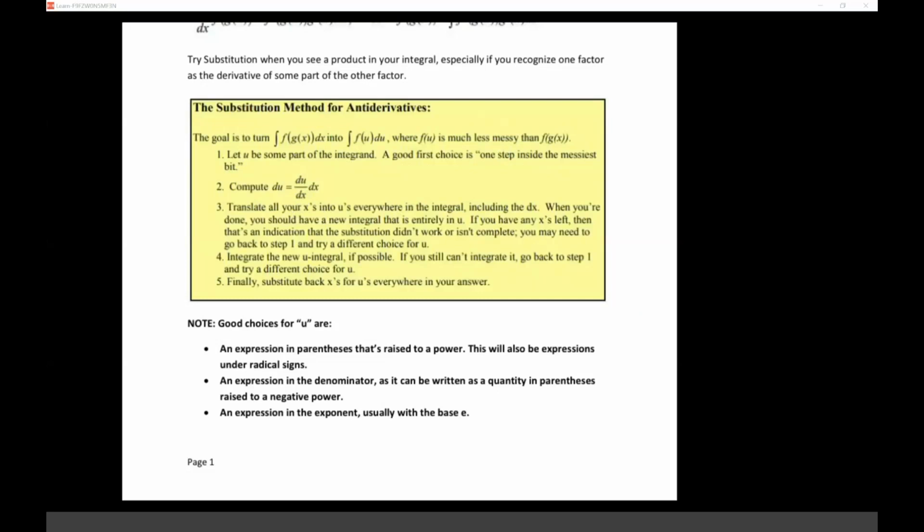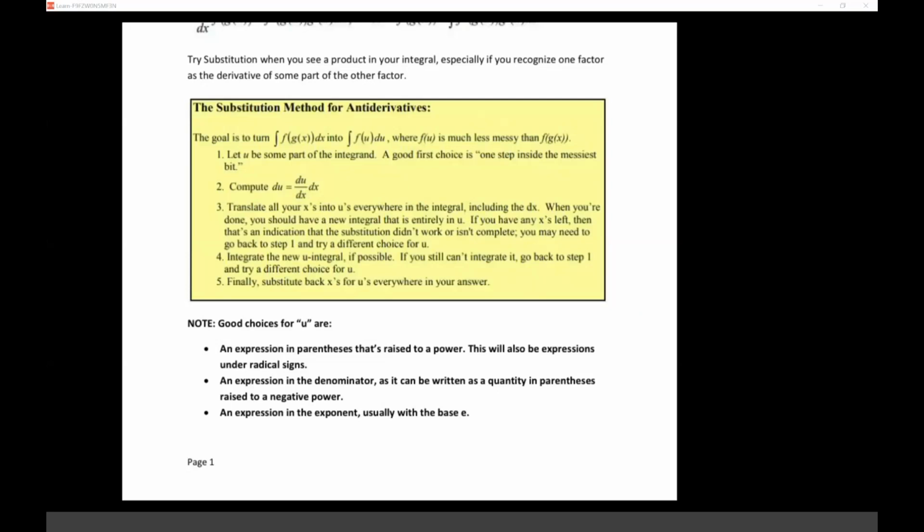Okay, and I'll show you the process. It's a lot easier to show you than explain it in words. Okay. Once you do that, you should have an integral that's only in terms of u, and it should be simpler than what you started with.